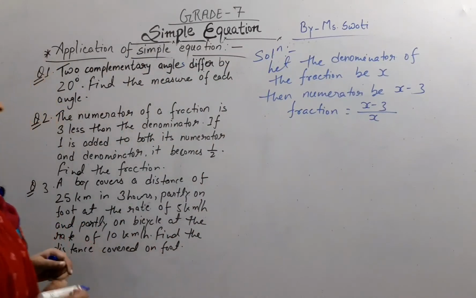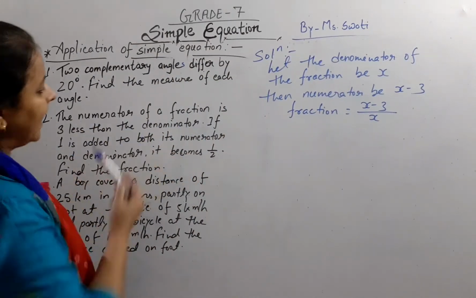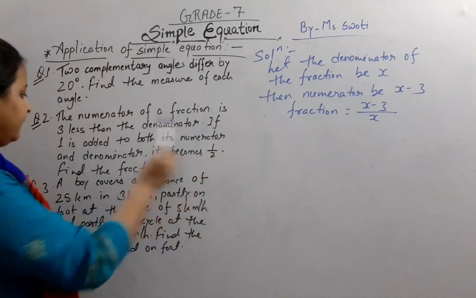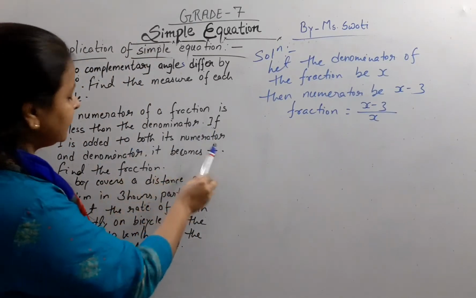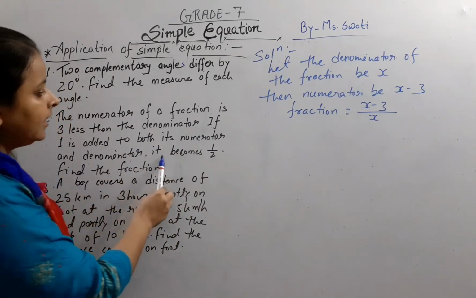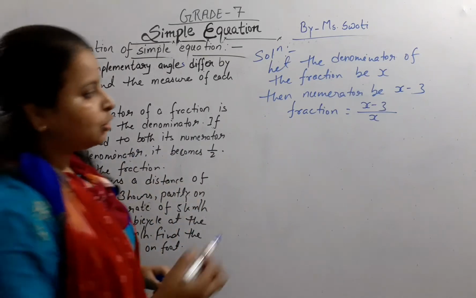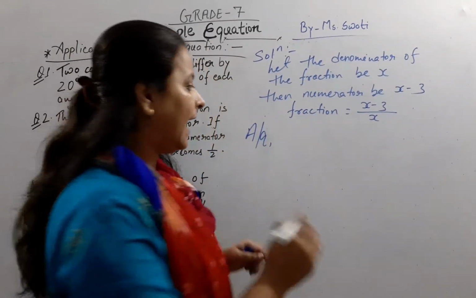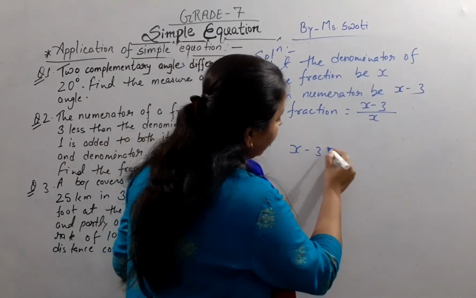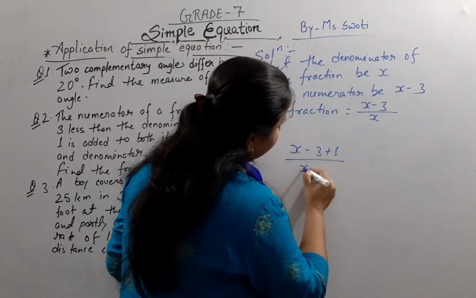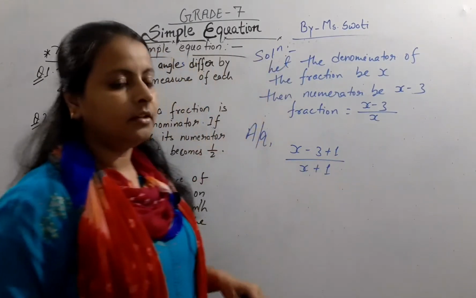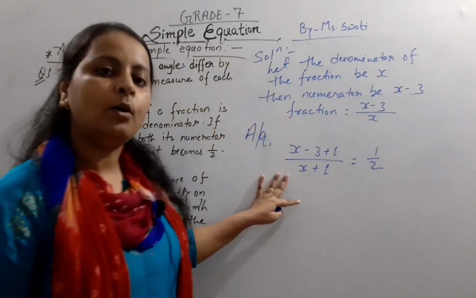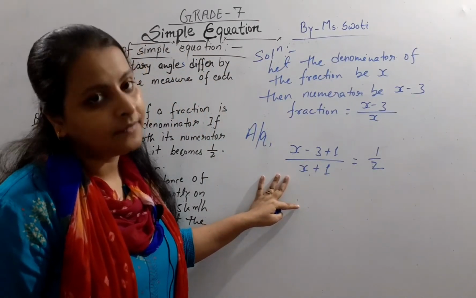Now the question says, if 1 is added to both its numerator and denominator, it becomes 1 by 2. Now according to the question, if we add 1 to both the numerator as well as the denominator, the fraction becomes 1 by 2. Now what do we have to do? We have to find the fraction.